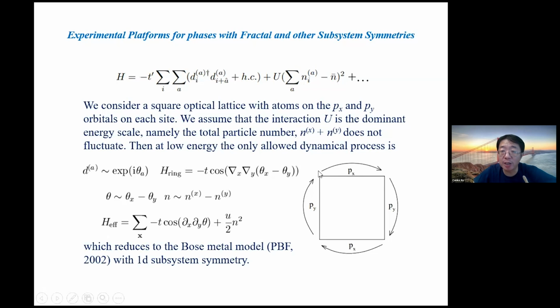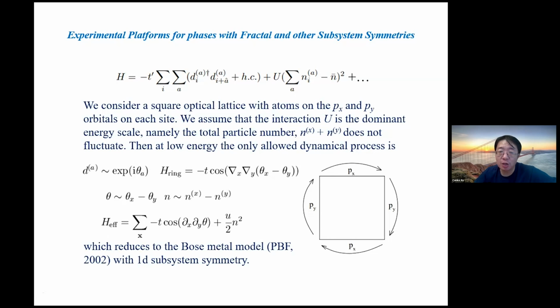For example, the px particle can hop along the x direction, and because the particle number on this site has to be conserved, the py particle will hop like this, which pushes the px particle to hop like this, and then pushes this py particle to hop like this. So this is the ring exchange. This single term, which fixes the particle number on every site, makes sure that the low energy dynamics involves a ring exchange, which looks like this, a ring exchange of the px and py particles.